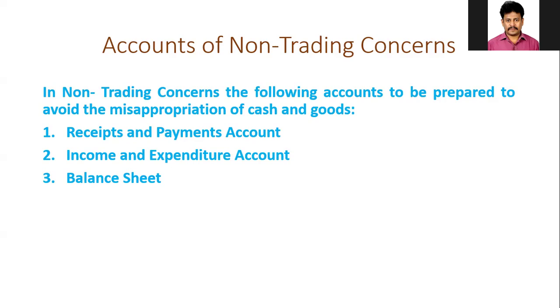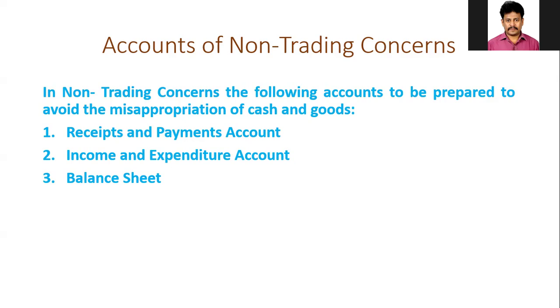They are, first one, receipts and payments account. Second one, income and expenditure account. And the third one, balance sheet. The balance sheet is as usual in both trading concerns and non-trading concerns. But the preparation of accounts is different in trading concerns as compared to non-trading concerns.